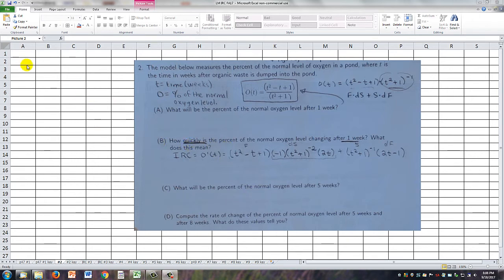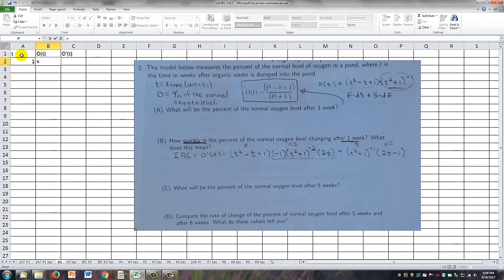And then, so we already know we're going to be going back and forth between the original function and the derivative. So let's type that in. So t is my input, time in weeks. And then O of t is my original function. It gives us a relationship between weeks and percent of normal oxygen level. And then O prime of t is the derivative, the instantaneous rate of change. Okay, so question A, after 1 week, so my input is 1, and then I would type my original function.